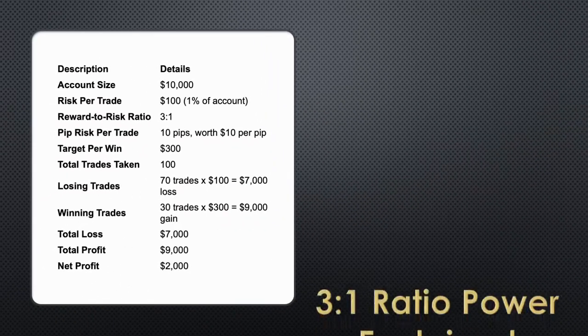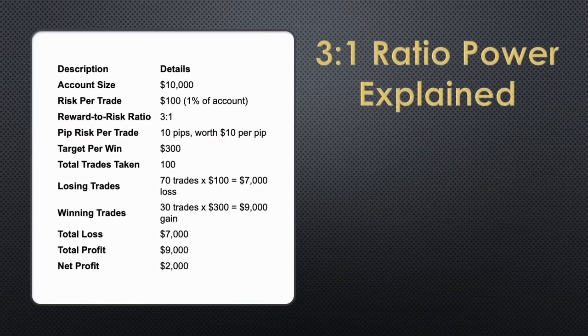Let's dive into how a 3 to 1 reward to risk ratio can be the key to long-term profitability, even when most of your trades end in losses. Let's take the worst scenario that could happen. Here's what that looks like step by step. Imagine you have a $10,000 trading account. Now, to protect your capital, you decide to risk only 1% of your account per trade. That means on any given trade, you're risking $100.